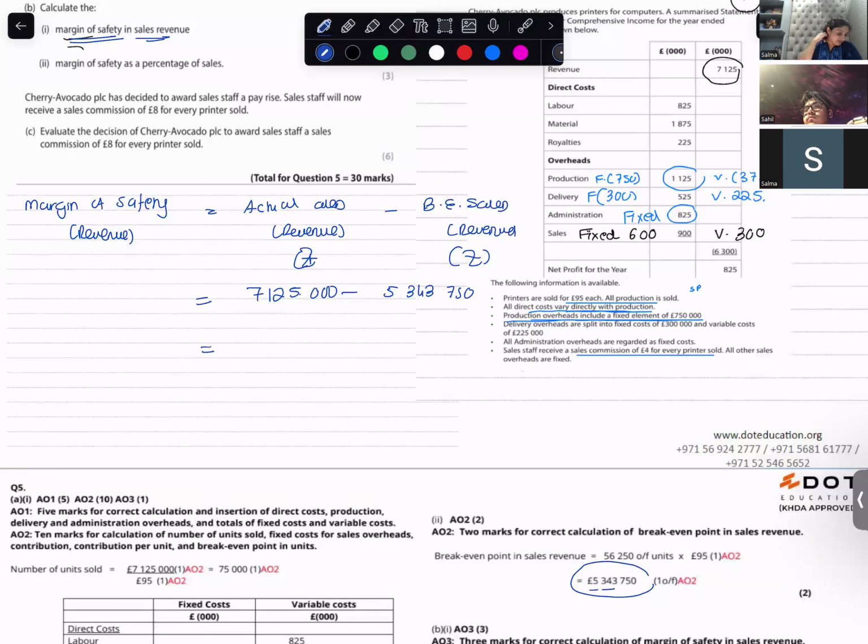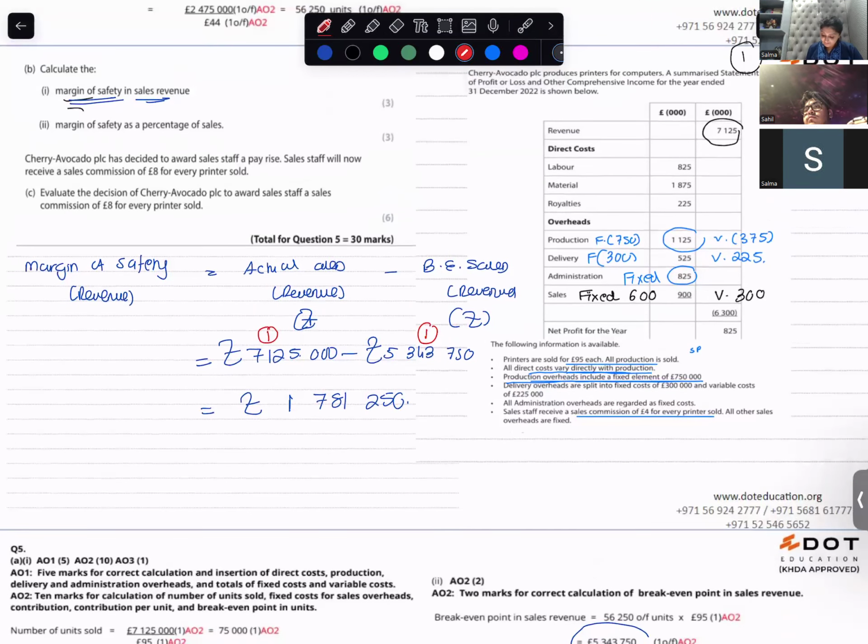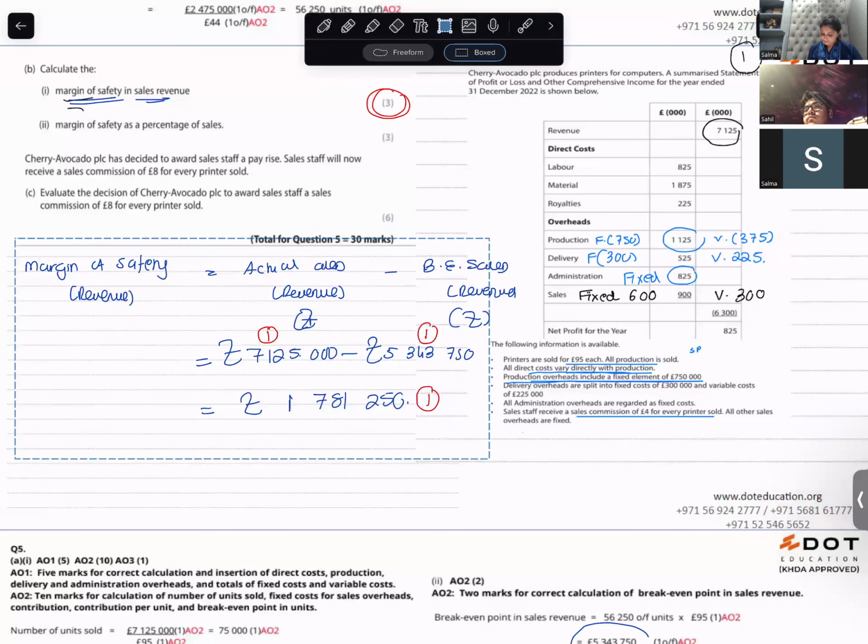So your margin of safety will be 1,781,250 pounds. You get 1 mark to write the actual sales, 1 mark for the break-even sales, and 1 mark for mentioning the margin of safety in pounds. You see, this is of 3 marks only. Are you with me?